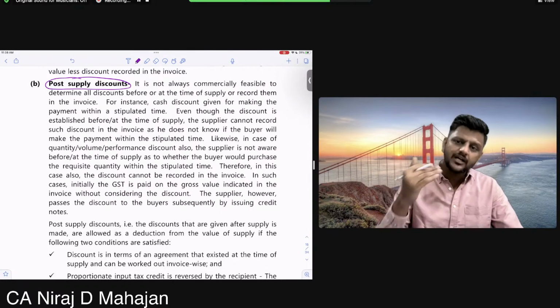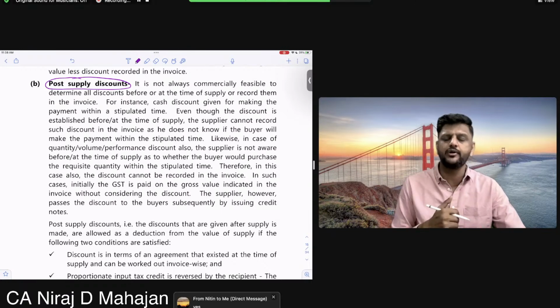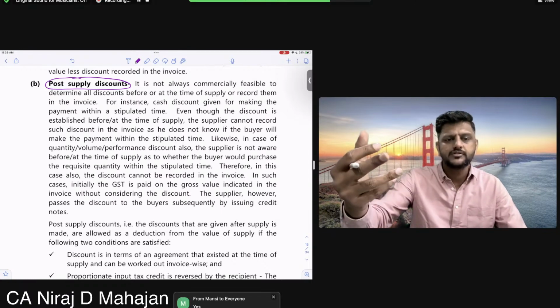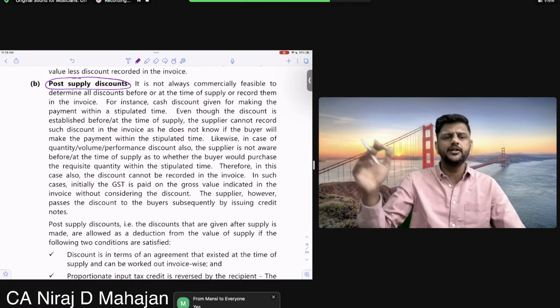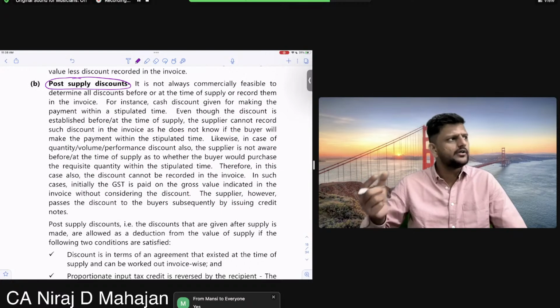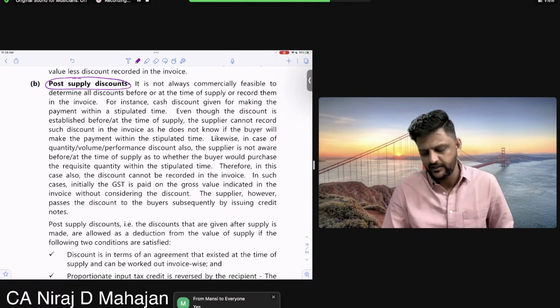So, but is the agreement done beforehand or no? Yes, the agreement is done beforehand. The actual giving of the discount is after supply, because that is the agreement, that it is based on some conditions. It is based on a certain event in the future.